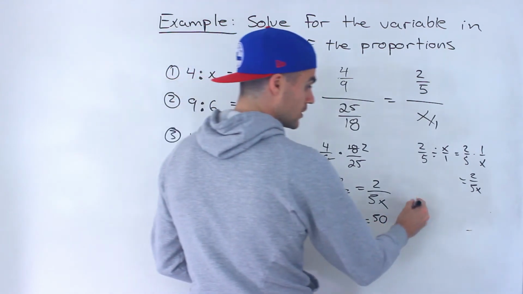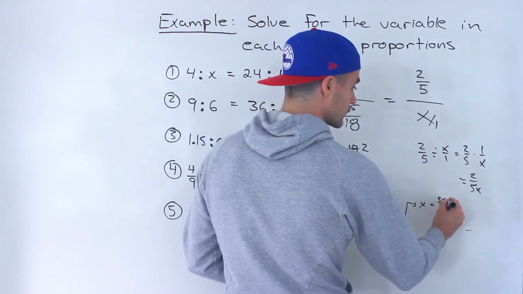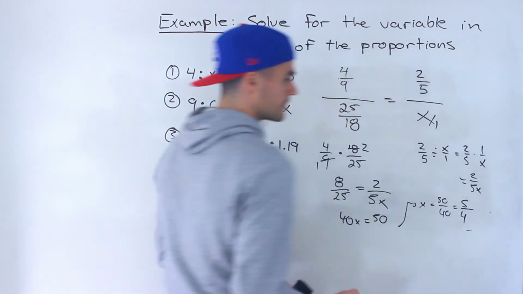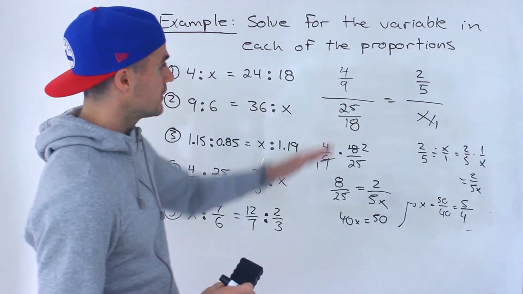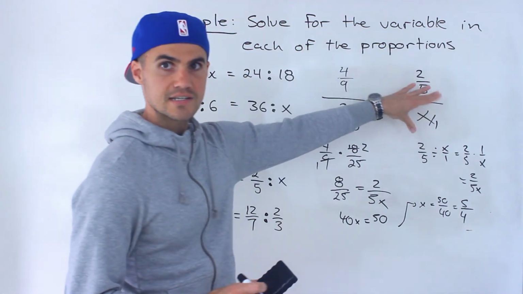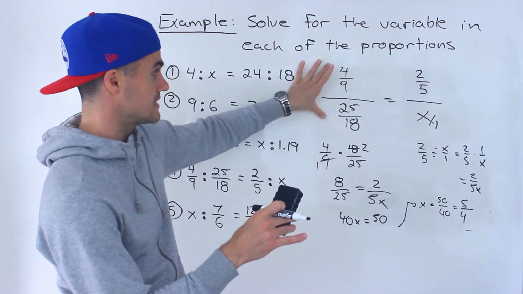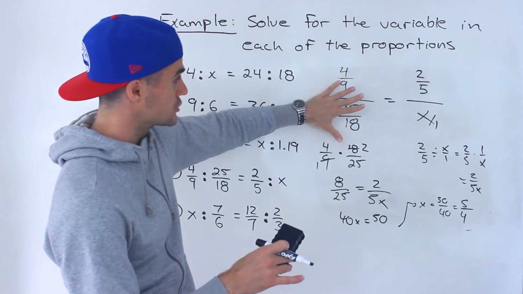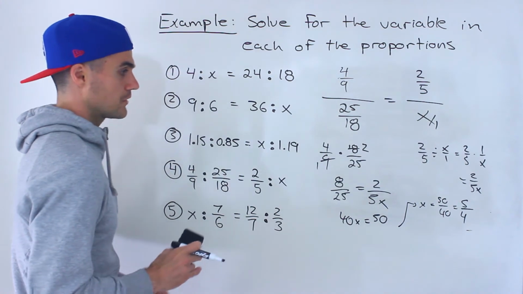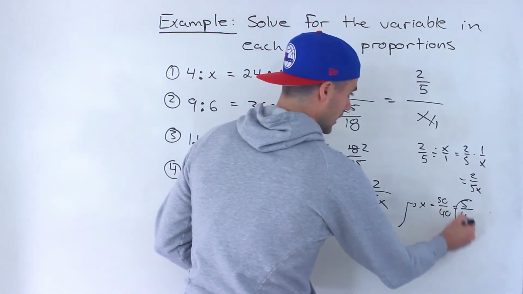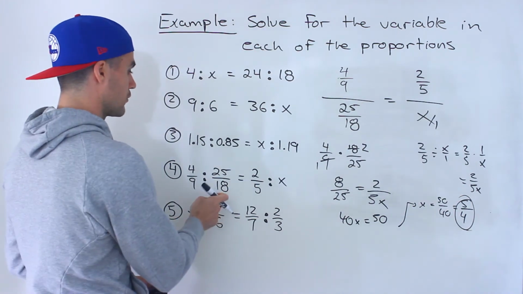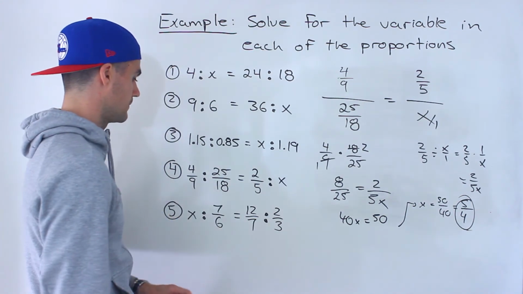Divide both sides by 40. X would be 50 over 40, which would simplify to 5 over 4. Right, so that's another way to go about it. Instead of cross multiplying here, you simplify this side, and then cross multiply. So we take this initial side, make it into one fraction, take this, make it into one fraction, and then cross multiply. So whichever way you do it, just make sure you're getting that same answer. The final answer for number 4 is 5 over 4.